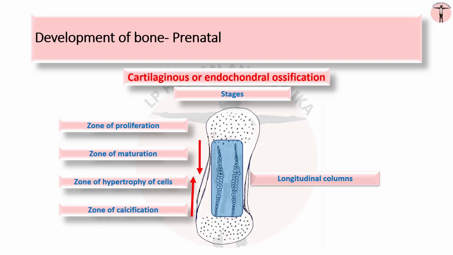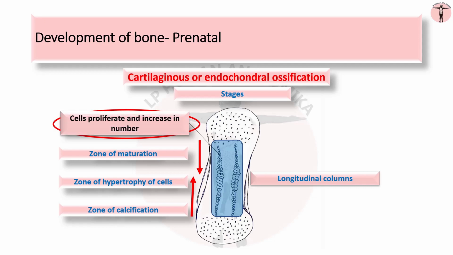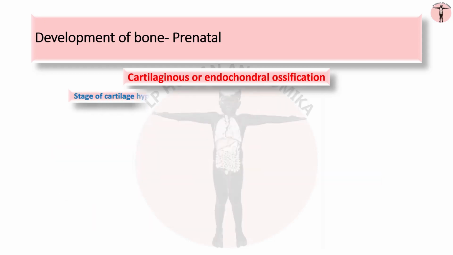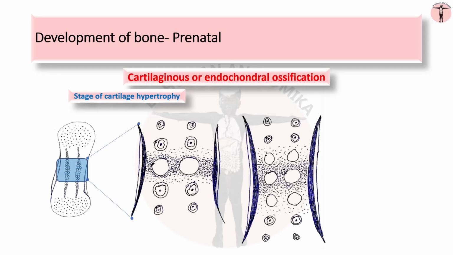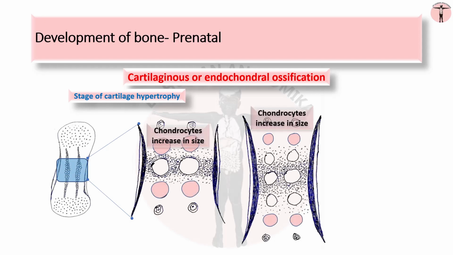Let us see brief details of each stage one by one. In the zone of proliferation by mitosis, the cartilage cells proliferate and increase in number. In the zone of maturation of the cartilage cells, the chondroblasts differentiate into mature chondrocytes. Stage of cartilage hypertrophy: at the site of bone formation, in the center of the shaft, the cells of cartilage, now chondrocytes, increase in size.